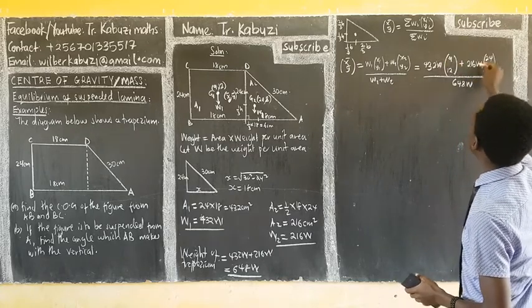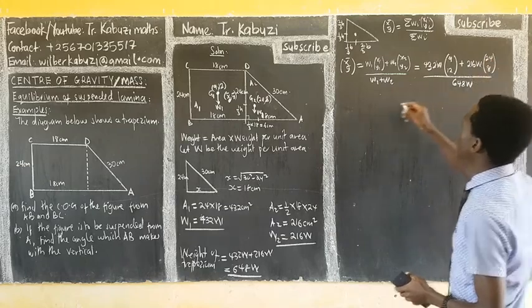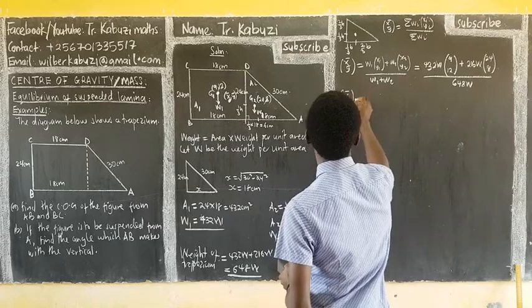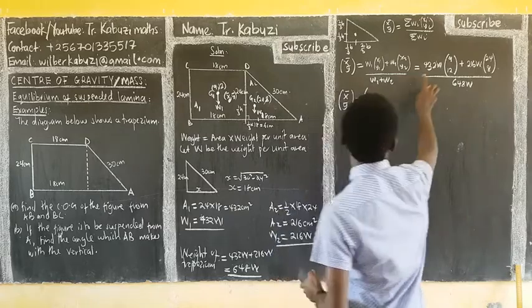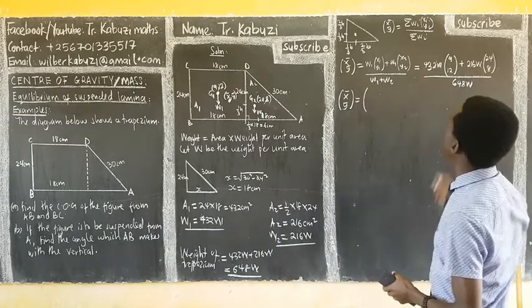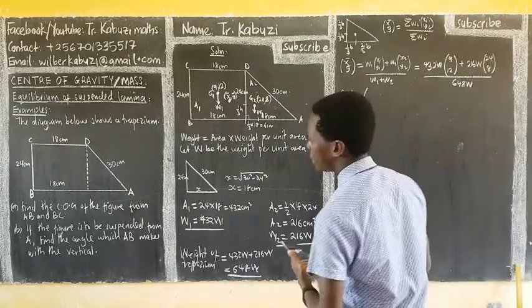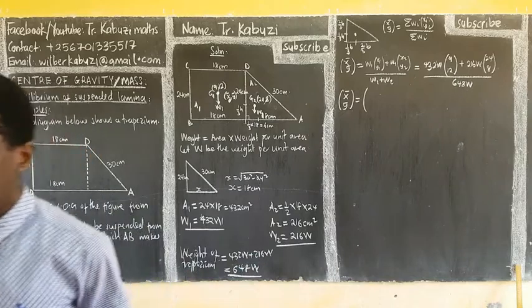The W is common, so you can cancel it out. And so our x bar, y bar from here is going to be, we get this times this, and then we divide by that. So this one, let me pause as I calculate.